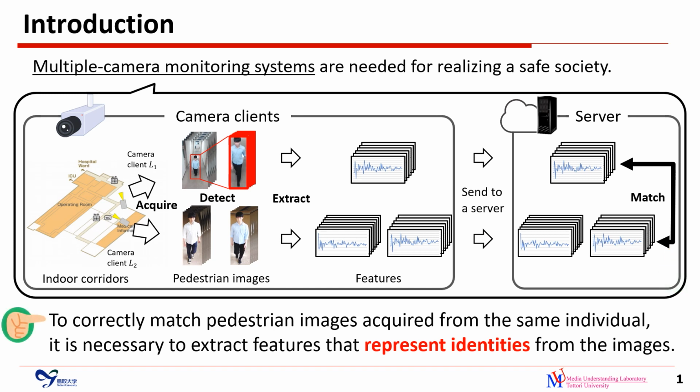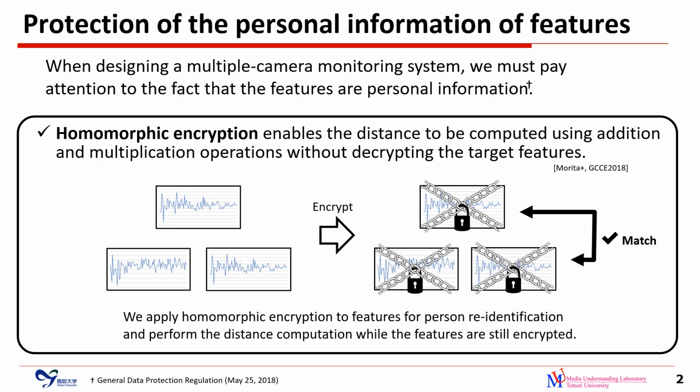In order to correctly match pedestrian images acquired from the same individual, it's necessary to extract features that represent identities from the images. When designing a multiple camera monitoring system, we must pay attention to the fact that features used in personal re-identification are personal information. This is because the features are personally identifiable.